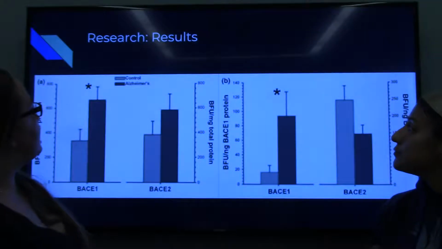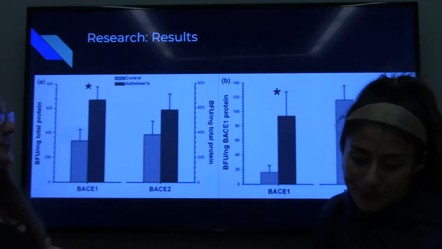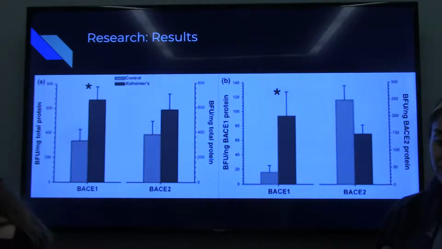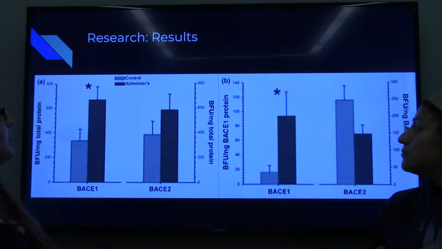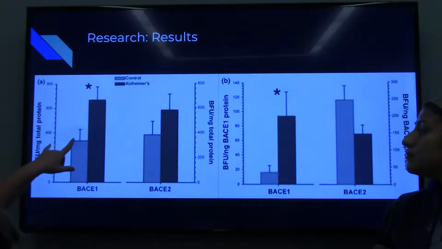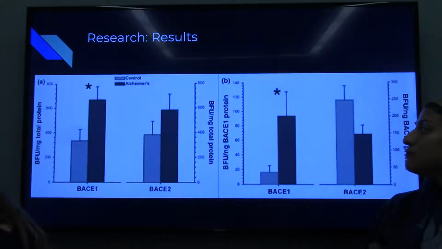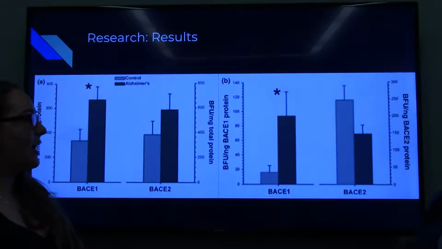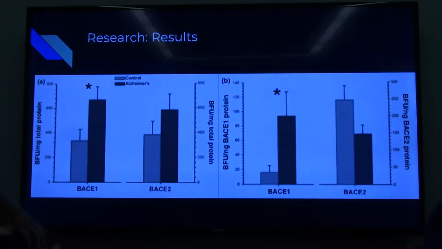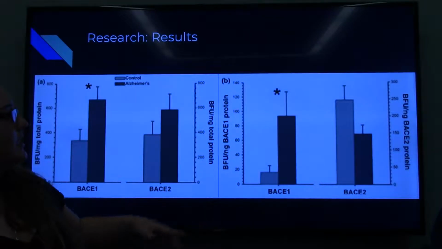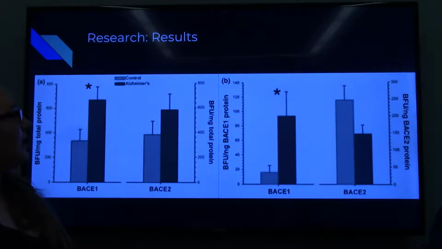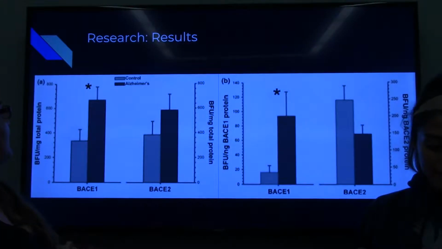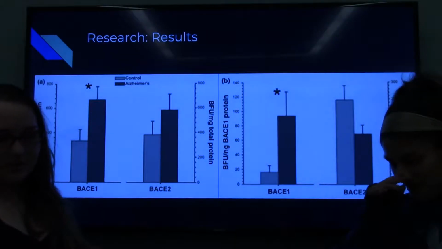Next is the results for ELISA. For the ELISA, you can see the star indicates that the results were significant. BACE1 is much higher. This lighter color box is the control, while the dark is Alzheimer's. I'm not sure if you guys can see it throughout the entire graph. So the results were significant for BACE1 in both the brain and the kidney samples, while BACE2 did not have significant results. This indicates that BACE1 and 2 is still present in all the samples.